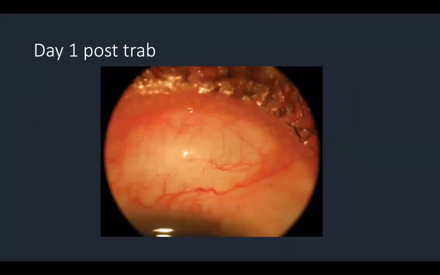So this is day 1 post-trab. Who can participate? We can go quickly. This photo is showing a huge bleb. It's more dramatic than what appears in here. So how would you approach this case? Anyone?